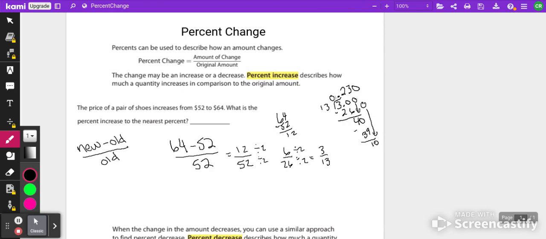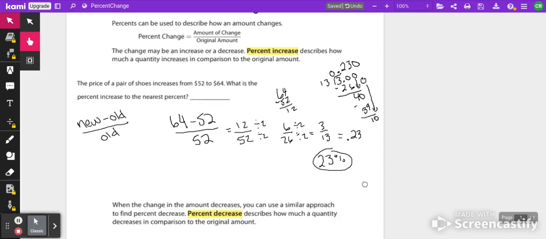Now I'm going to stop at 3 decimal places, the thousandths place, because I know that I'm going to take my decimal and move it to the right 2 times to get a percent. So here, 3 divided by 13 gave us 0.23, which when I change to a percent would be 23%. So our percent increase here is 23%. Now we're going to look at percent decrease.